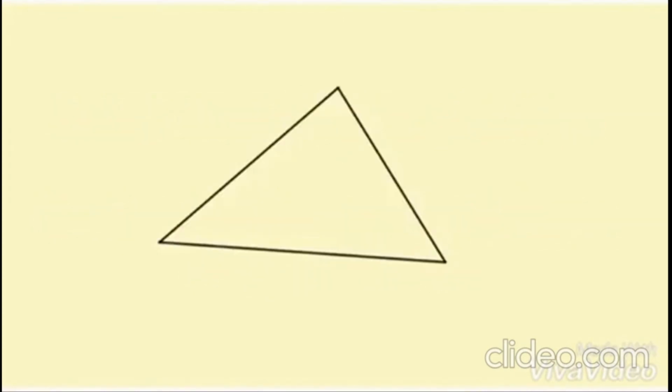To find the center of the circle that is circumscribed about this triangle, we are going to construct the perpendicular bisector of two of the sides and see where they intersect. The circumcenter of a triangle is the point where the perpendicular bisectors of each side of the triangle intersect. It can be in the interior or the exterior of the triangle.